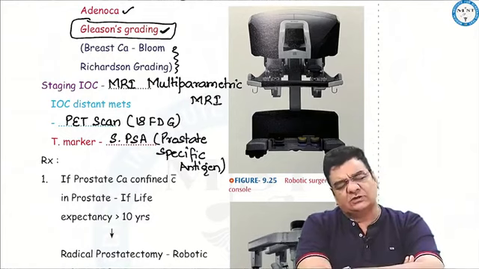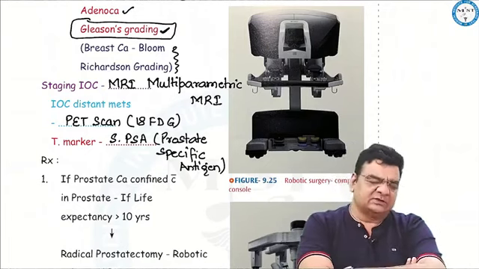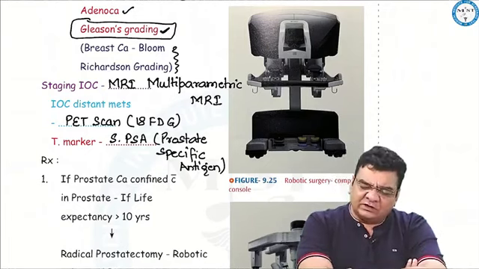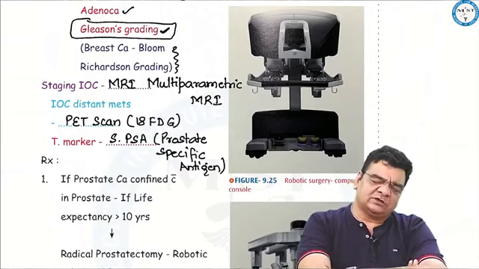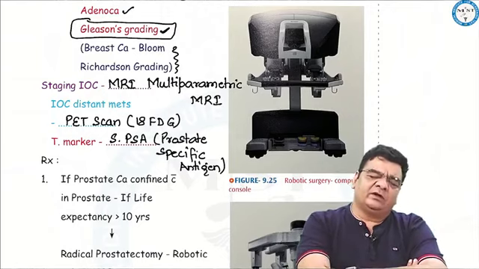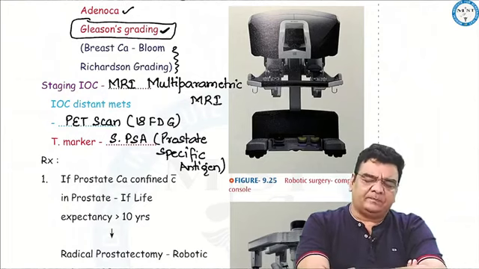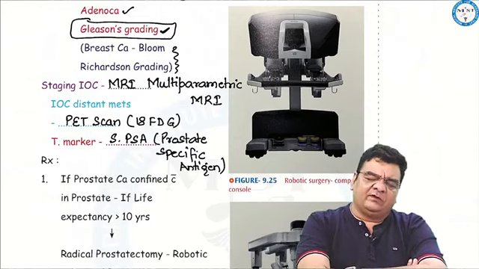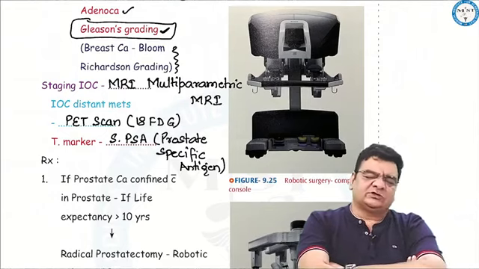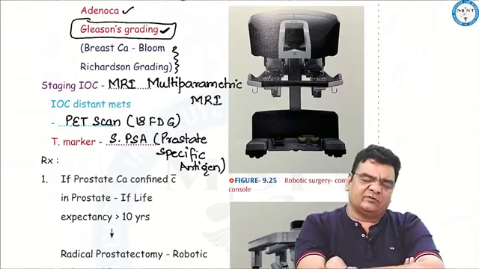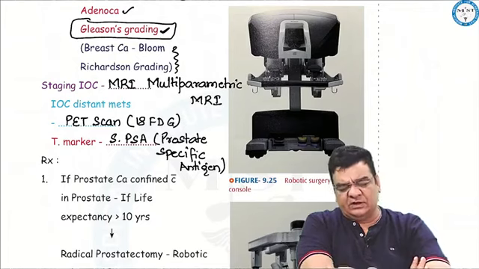To ablate the androgen sources, there are various medicines. However, there is one surgery where we can remove at least the testicular source of androgens, that is bilateral orchidectomy. Obviously, by doing a bilateral orchidectomy, we are just removing the testicular source. We are not removing the other sources. So medical castration or medical destruction of androgens would be a better option if the cancer has gone beyond the prostate.